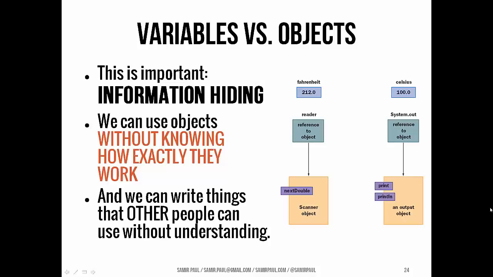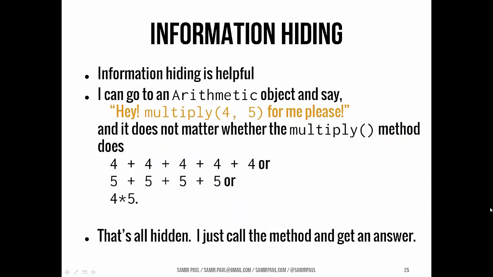As long as they can trust that it works, as long as we've tested it and we can guarantee that it works properly, they don't have to know the nitty-gritty of how something is implemented. Information hiding is really helpful. So for example, if I go to an arithmetic object and I say, hey, multiply 4 and 5 for me, please. There's a few different ways to do this. There's not a ton, but there's 3. You could add 4 5 times, you could add 5 4 times, or you could just multiply 4 times 5.